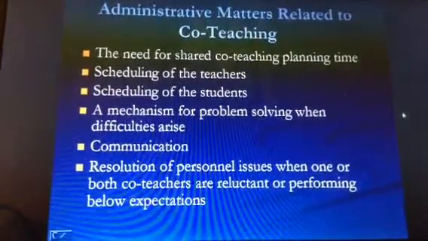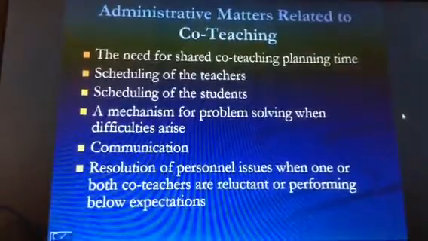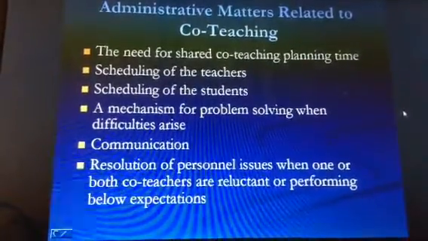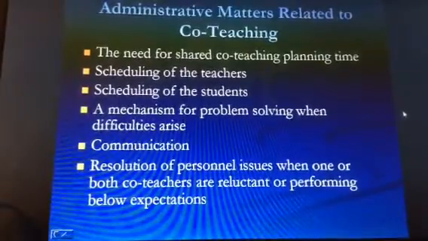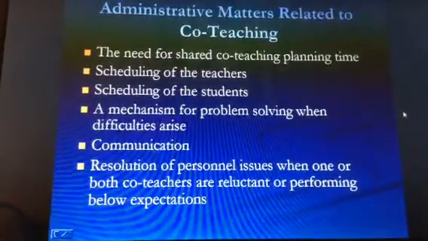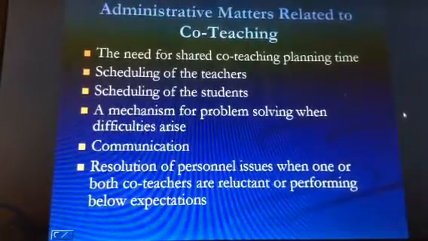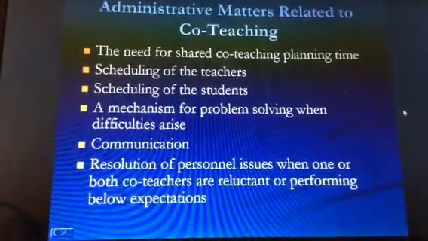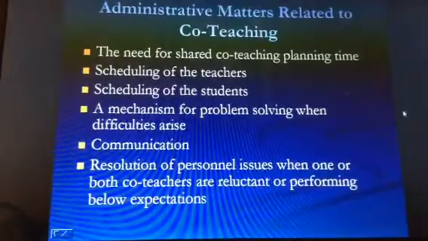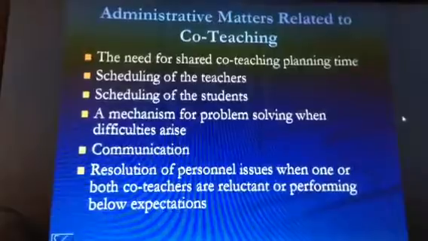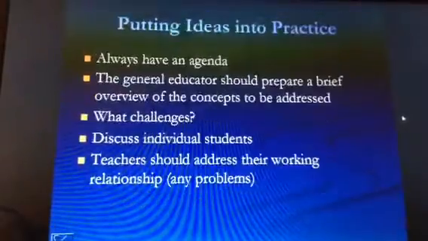Administration matters related to co-teaching. The need for shared co-teaching planning time. They assist with the scheduling of the teachers and the schedules of the students. They'll come up with a mechanism of problem solving when difficulties arise. Communication and also resolution of personal issues when one or both co-teachers are reluctant or performing below expectations.